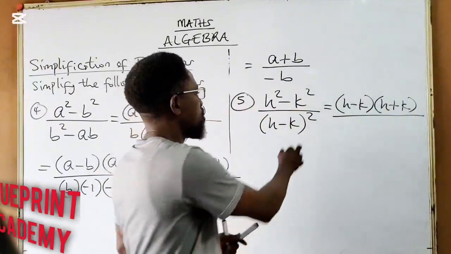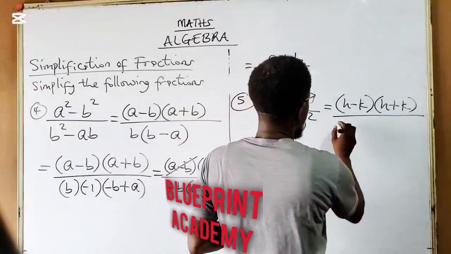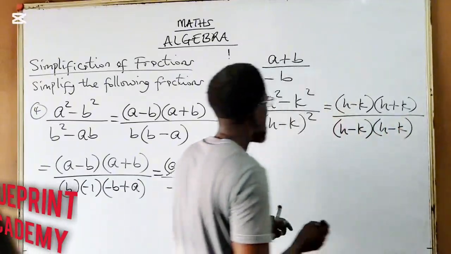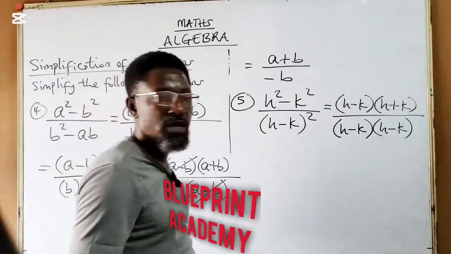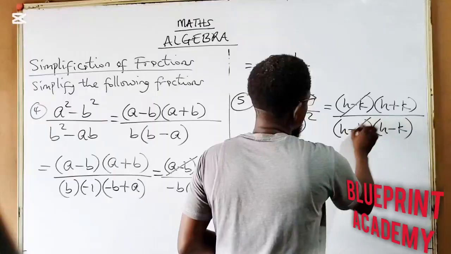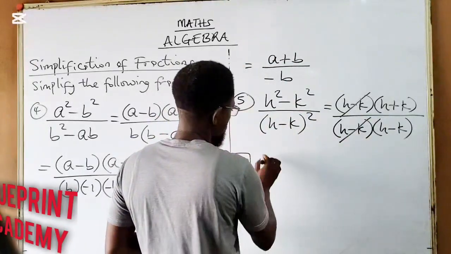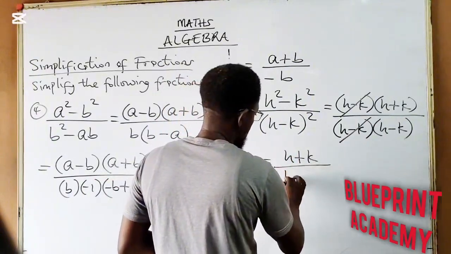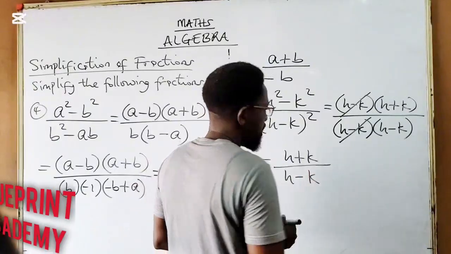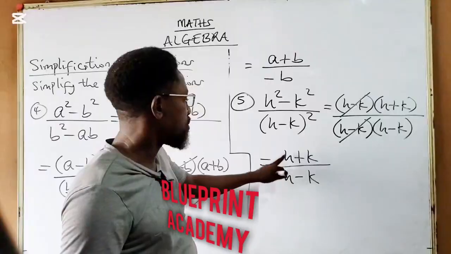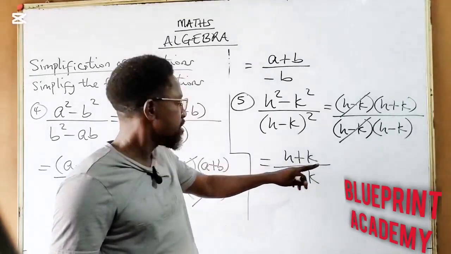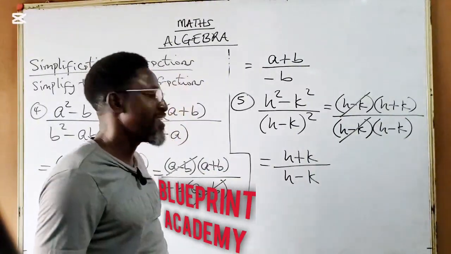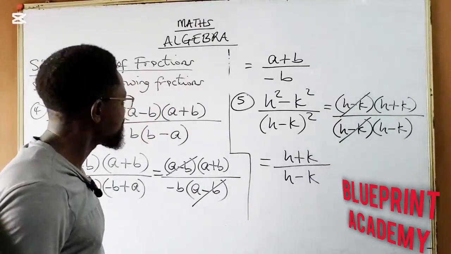Then for the denominator, this one is squared, so I have that as h minus k and another h minus k. So now we can cancel out. The h minus k here, we cancel the h minus k in the denominator. So for the numerator, we have h plus k, and denominator, we have h minus k. And like I said earlier, this h cannot cancel this, and this k cannot cancel this, because we have plus in between, and because we have minus in between. That is the answer to question 5.